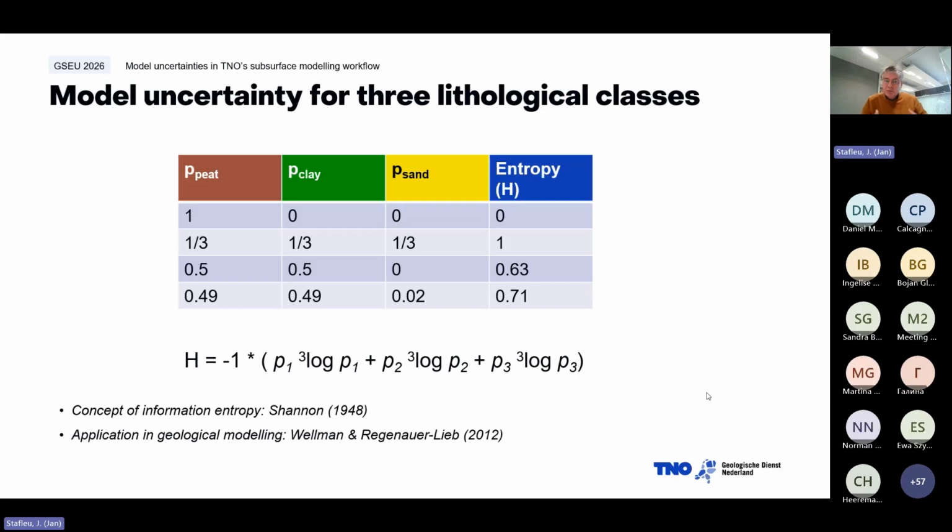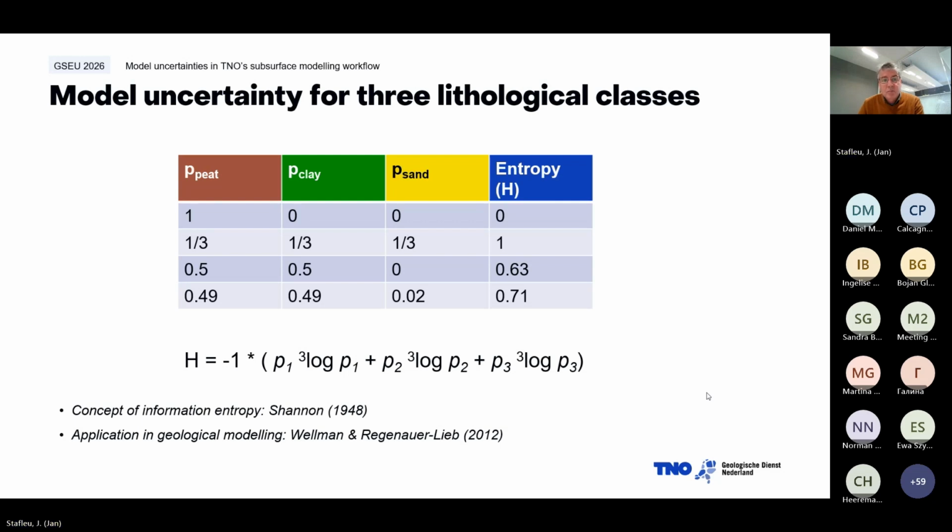So to solve that problem, how do we visualize model uncertainty in one view, we have looked at the concept of information entropy, which was applied in geological modeling for the first time by our own Florian Wellman. I'm illustrating this here in a table with only 3 lithological classes: peat, clay, and sand. In the first example, the first row of the table, it says that the probability of peat is 1 and the other 2 are 0. Then model uncertainty is at its lowest, because the model always predicts peat.